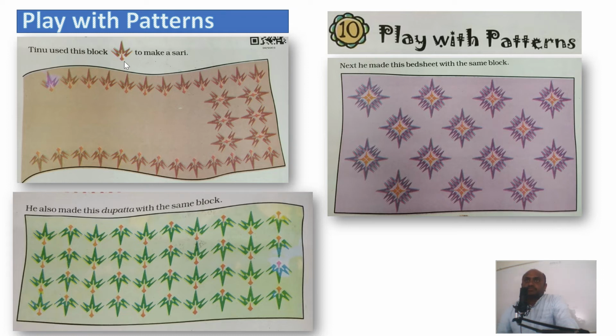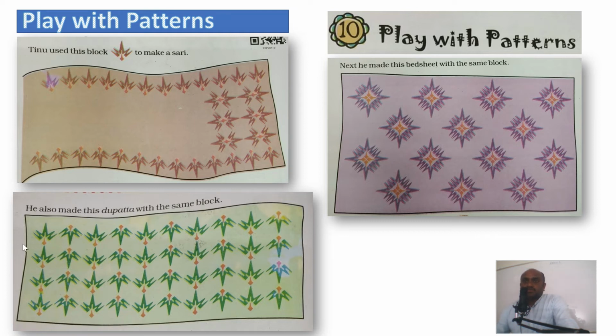So this is a block which Tinu used to prepare a sari. This is a sari Tinu used to prepare. He used the block in such a way that the head of the block is pointing down here and it is pointing up here. Okay, can you see that here? It is clear. Okay, and here he is using a different pattern so that it looks like a sari.